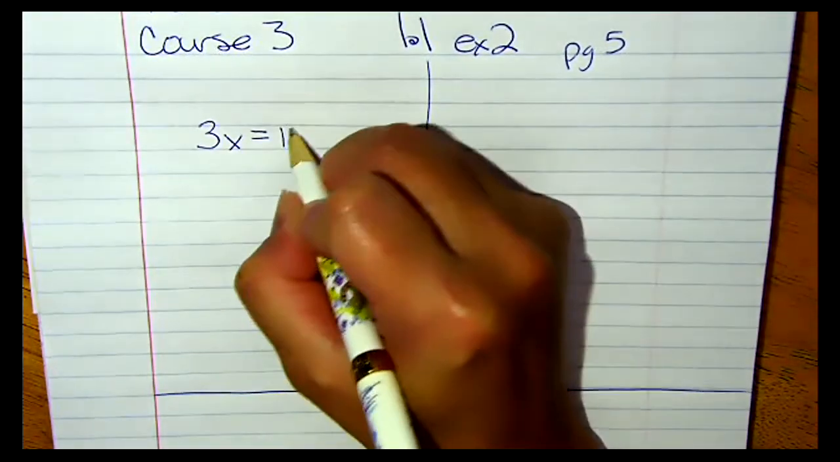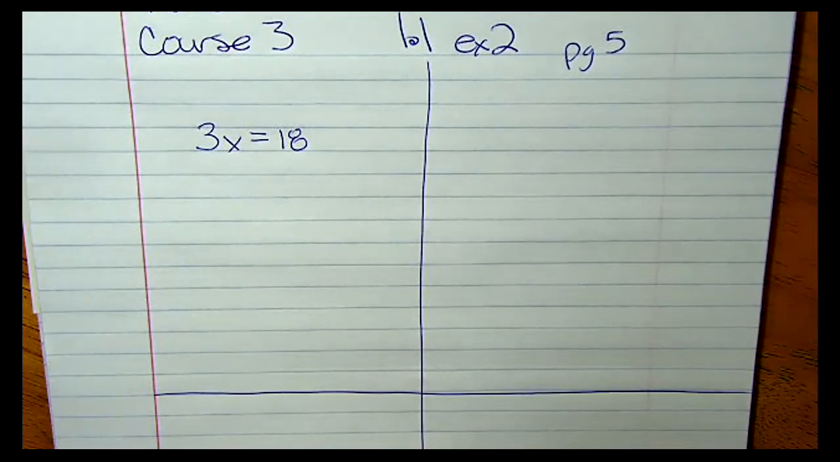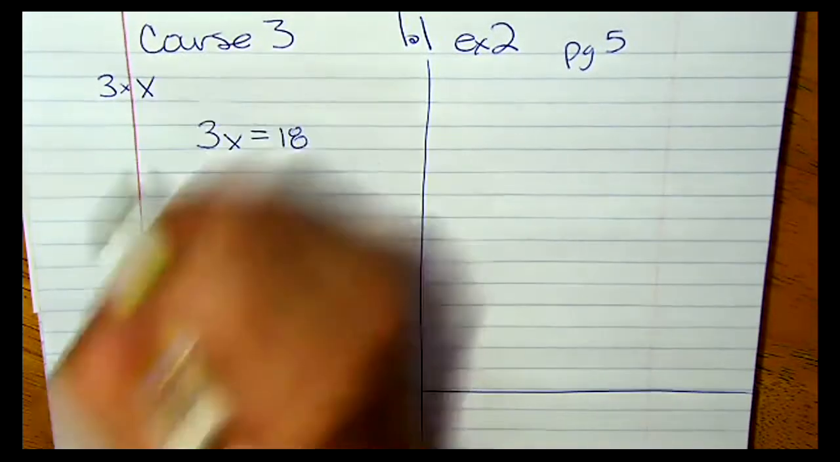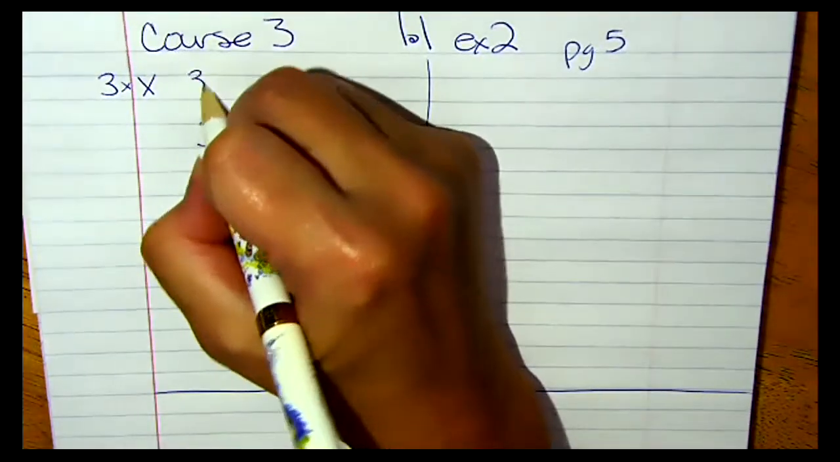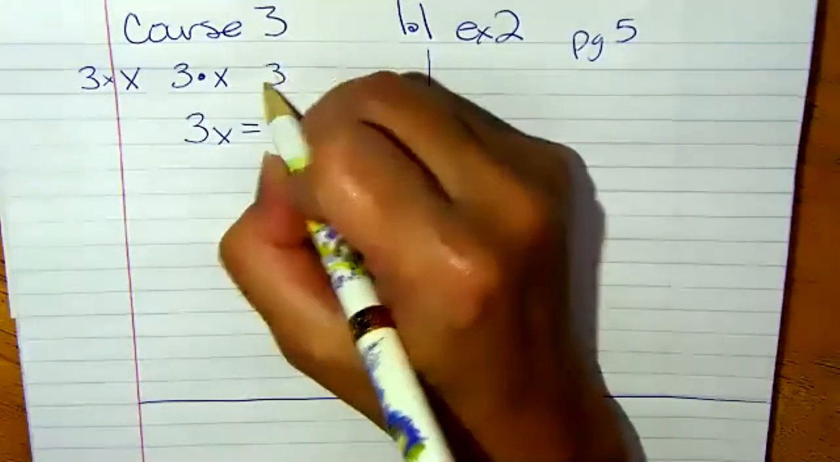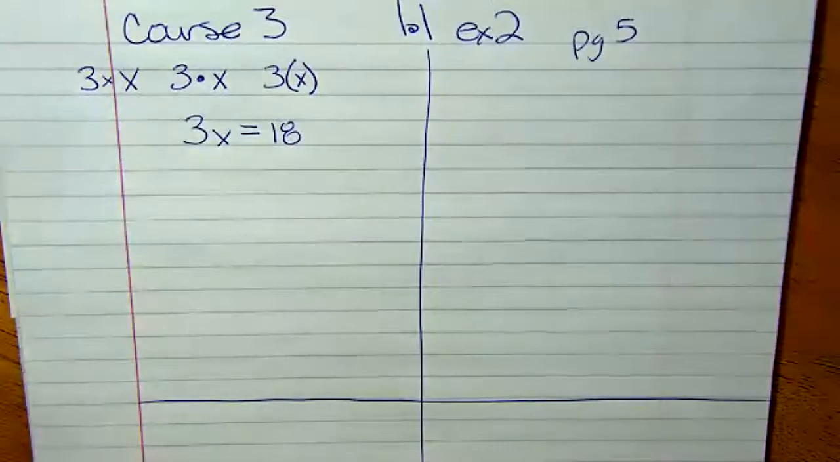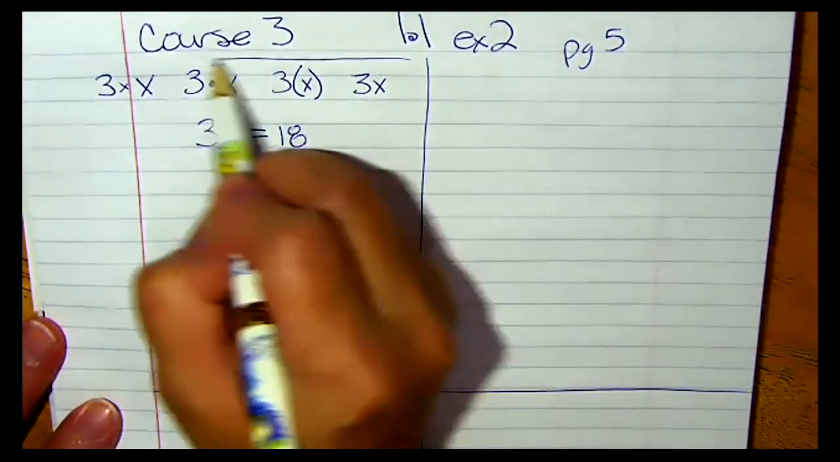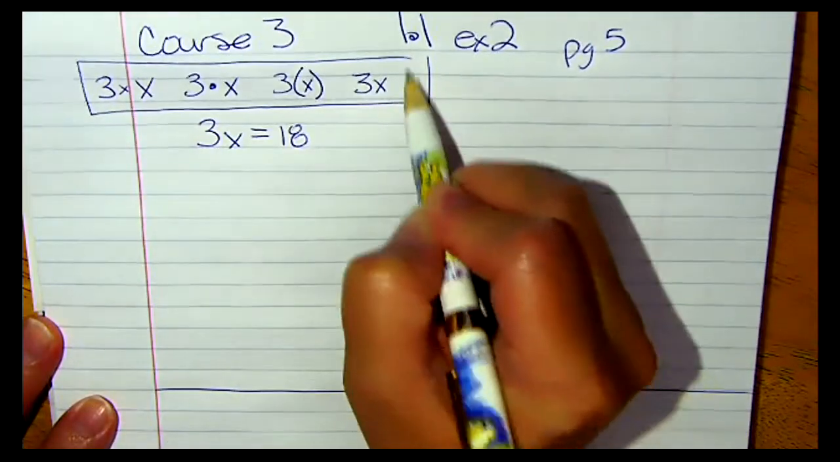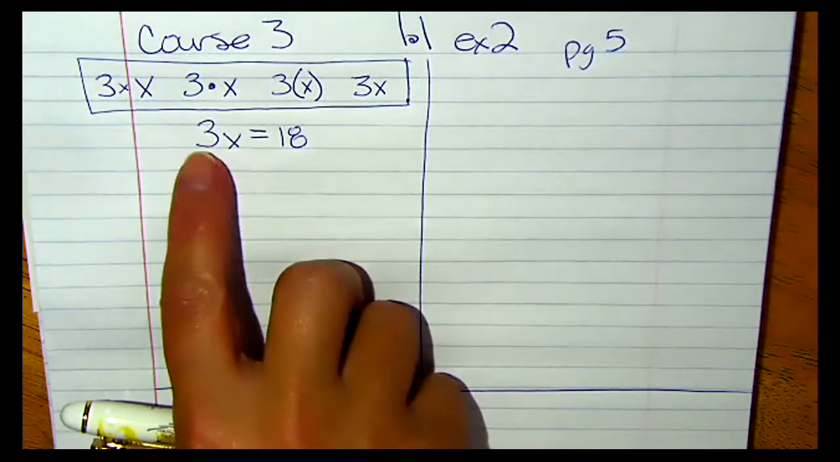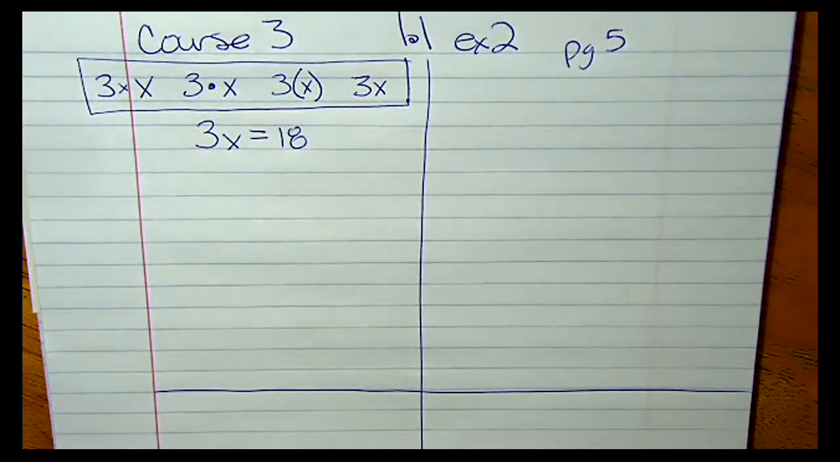3x equals 18. Okie doke. Let's take a blast from the past. 3 times x is also 3 times x, is also 3 times x, is also 3 times x. All 4 of these show multiplication. So what we have here is 3 times x equals 18.